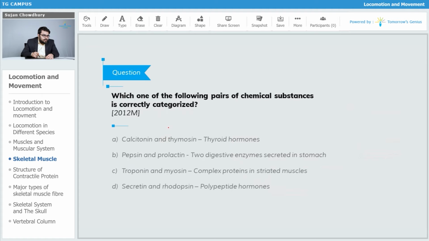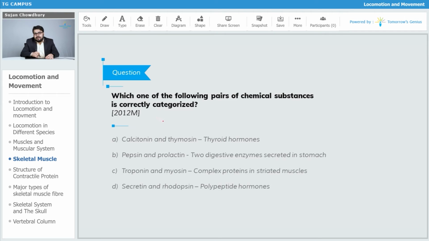So here we have a question: which one of the following pairs of chemical substances is correctly categorized? Let's answer it. Calcitonin and thymosin, they are the thyroid hormones. Pepsin and prolactin, these are the two digestive enzymes secreted in stomach. Troponin and myosin, which are the complex proteins in striated muscle. And secretin and rhodopsin, which are the polypeptide hormones.